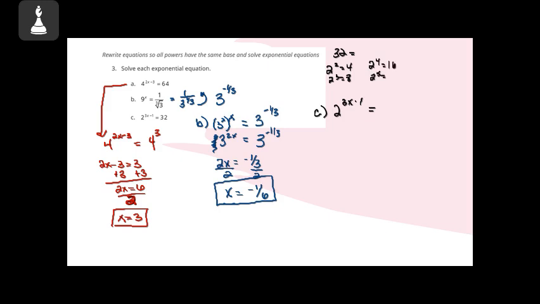Once the bases are the same, we can set the exponents equal to each other. So 3x minus 1 equals 5. I will add 1 to both sides. I get 3x equals 6. Divide by 3 to get my final answer of x equals 2.